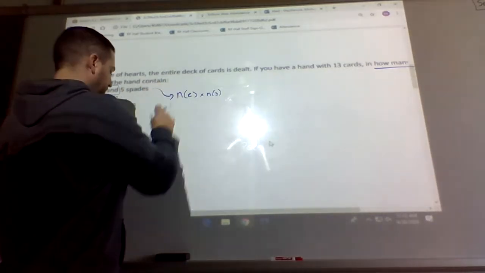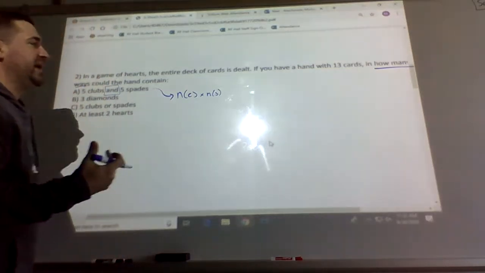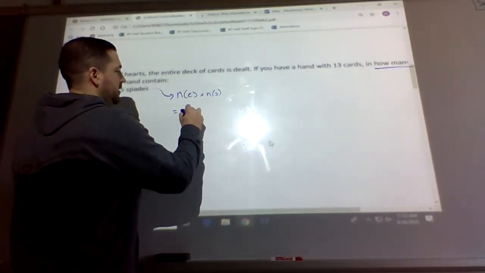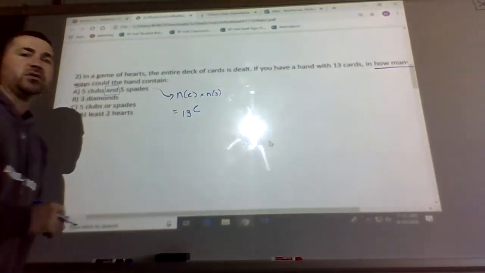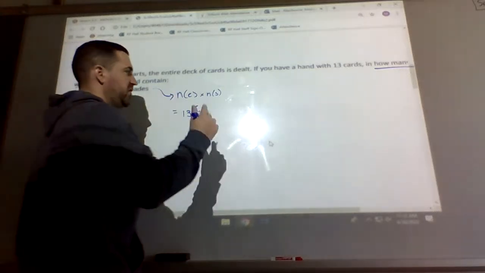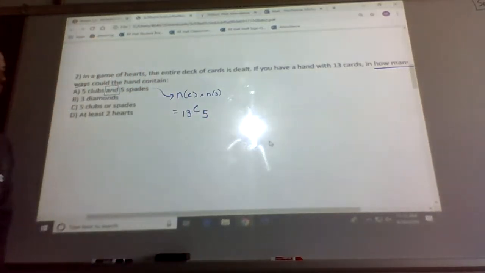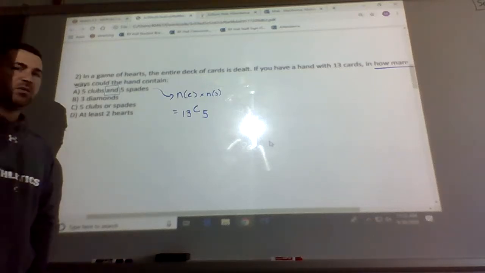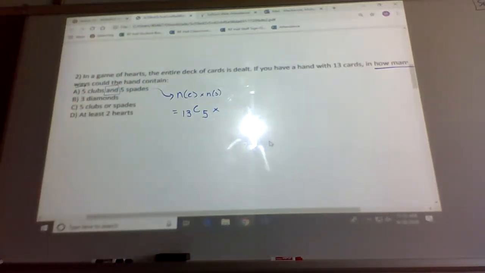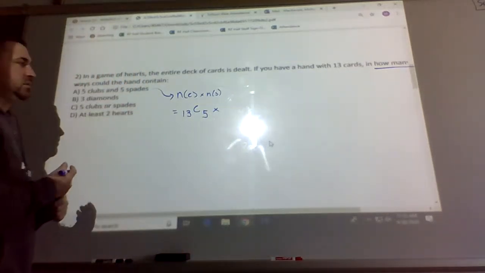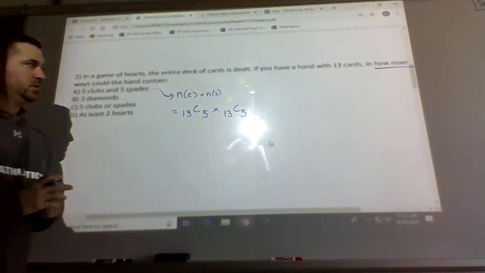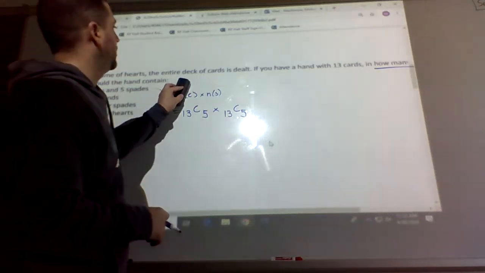So for the first part, how many ways could we have five clubs in our hand? Well, we have 13 clubs in the deck, and we want to have five of them. So we're doing 13 choose 5. Okay, multiply. Now we want five spades. There are 13 spades as well, and we want five of them. Let's just ignore the formula for now.